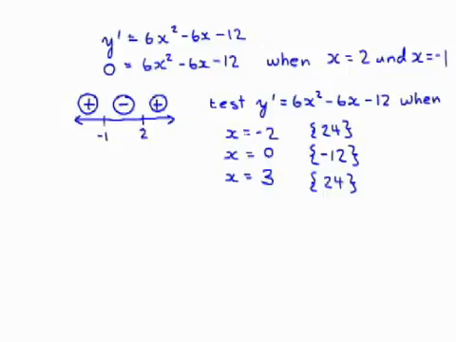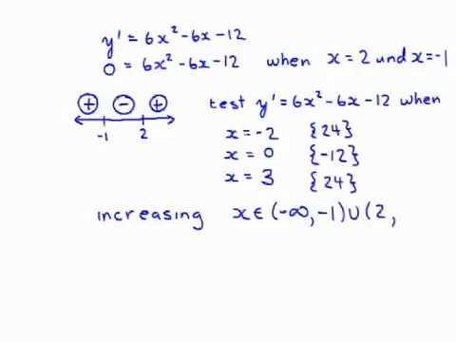Increasing intervals occur when our first derivative is positive. So I can conclude that my function is increasing when my x values go from negative infinity to negative 1 in union with values between 2 and infinity. A function is decreasing when its first derivative is negative. Therefore, we can conclude that the function is decreasing when my x values are between negative 1 and 2.